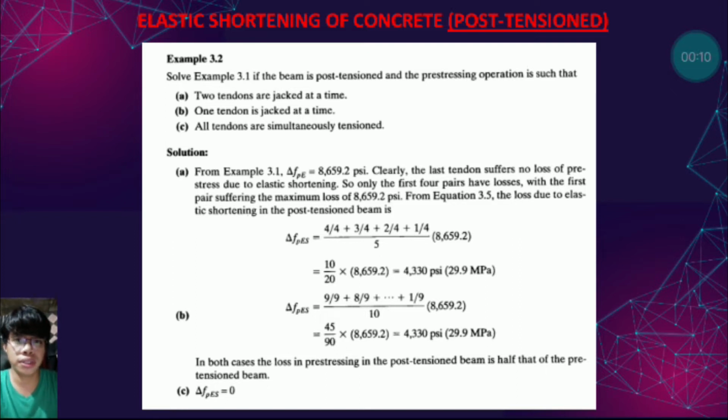Let us now proceed in solving a problem relating to the loss of pre-stress due to elastic shortening for the post-tension elements. From the previous problem, if the beam is post-tensioned and the pre-stressing operation is such that A, two tendons are jacked at a time, B, one tendon is jacked at a time, and C, all tendons are simultaneously tensioned.